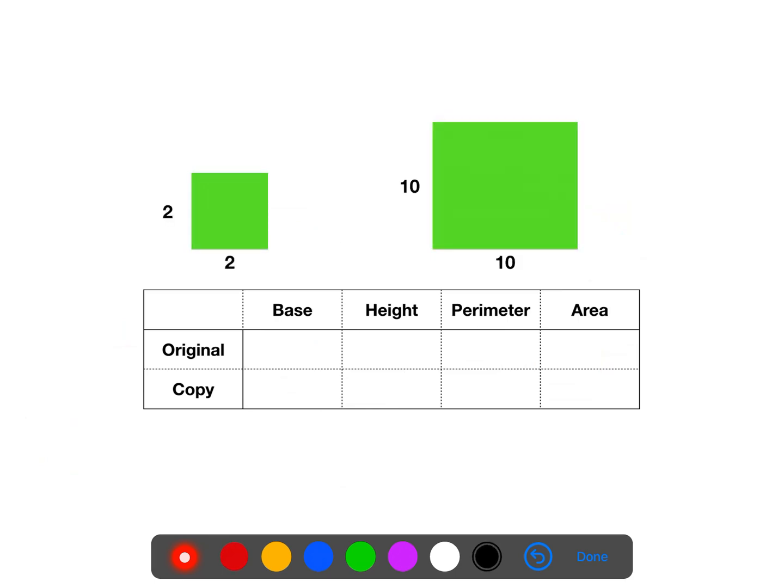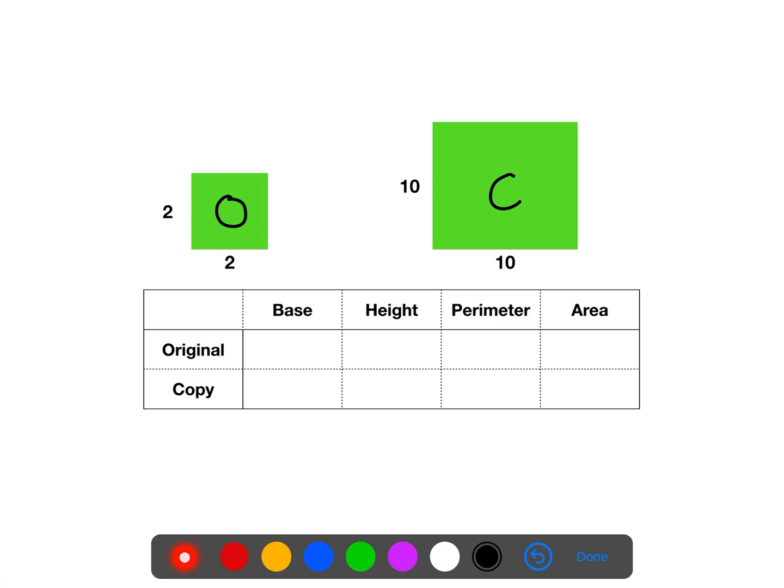So now we have 2 squares, and we have a smaller square, which is going to be our original. That's 2 by 2. We have our scaled copy, which is 10 by 10. Now the first question again asks, are the squares similar? Yes, they are. They're both squares. They have side lengths that are all the same. And of course, the angles are going to be the same, those right angles. So let's go ahead and fill in our table.